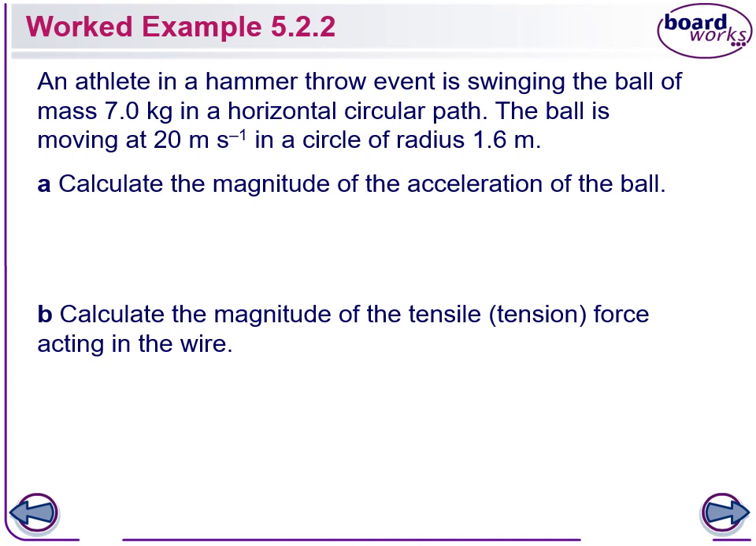Okay, one thing that I like to do in situations like this is write down what we know and write down what we want to know. And this is useful when we do our SUVAT equations later. So, what information do we have here? We have the mass of the ball. We know our mass is 7.0. We know our speed is 20. We know our radius is 1.6. We know all those things. We want to know our acceleration.